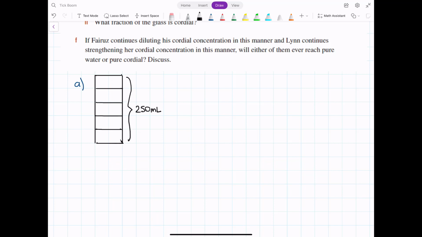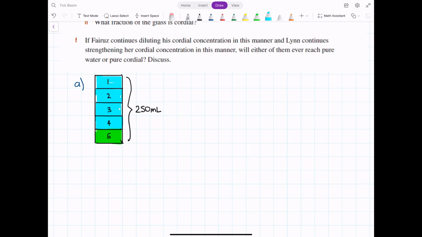So in the end, if we've got 1 part plus 4 parts, we end up with 1, 2, 3, 4, 5 parts that we're breaking this glass up into, and one of those will be cordial, and then the remaining 4 will be water. So that's what we're dealing with.